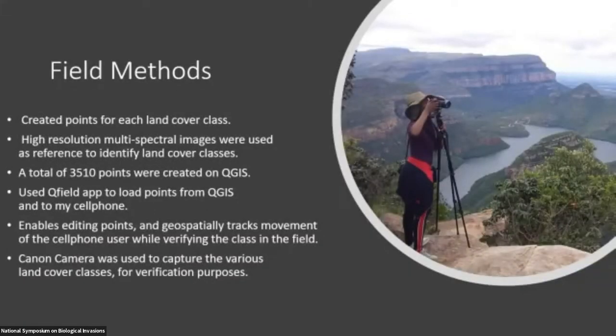For prior field work, we created points for each land cover class while using high resolution multispectral images as background to identify the predetermined land cover classes. A total of 3,510 points were created in QGIS. During field work, the QField app, which was downloaded on my phone, was synced with my QGIS on my PC to load the points in my cell phone so that we can track these different land cover points as we go, point by point, for verification purposes.